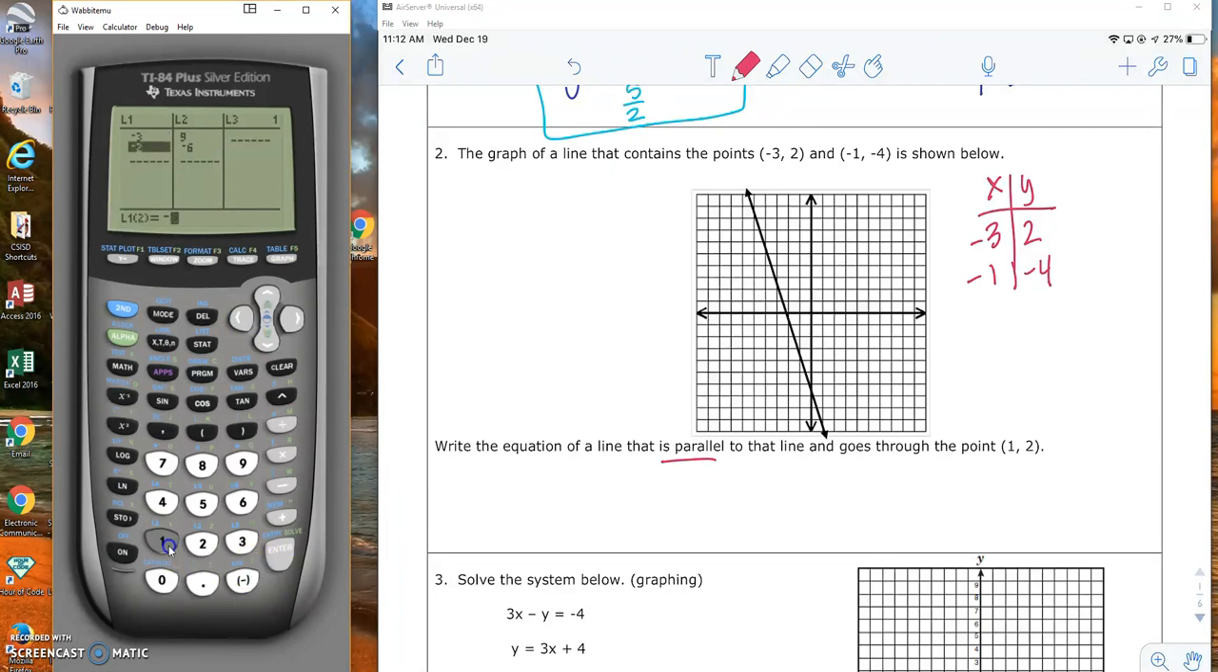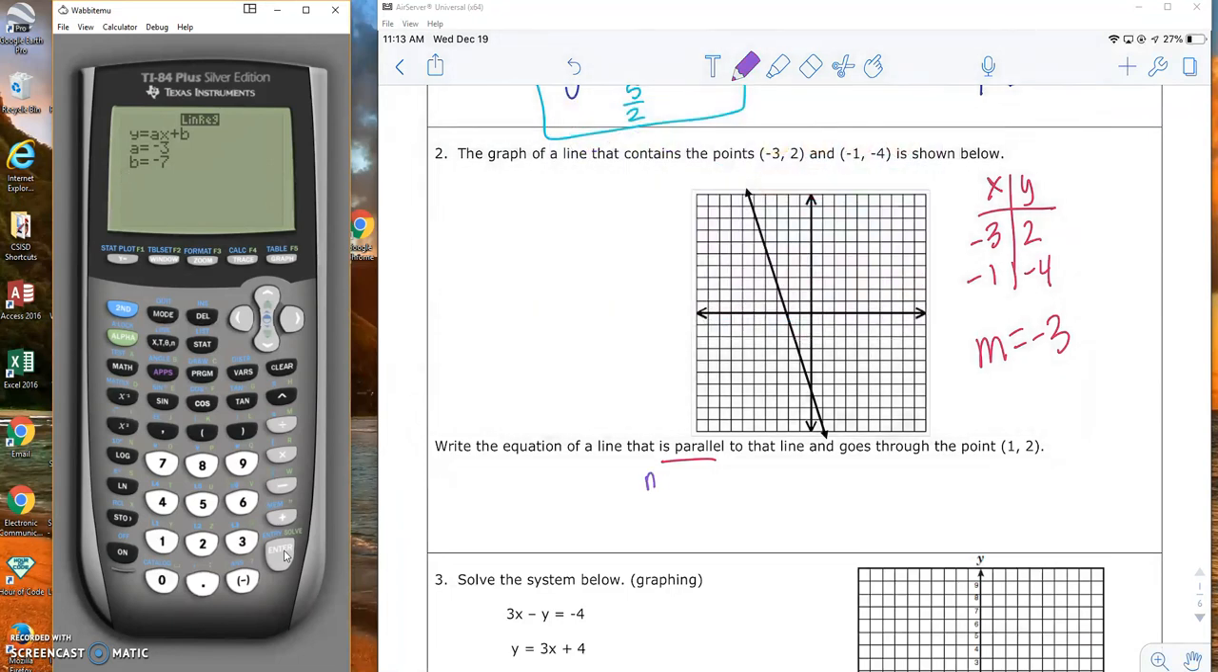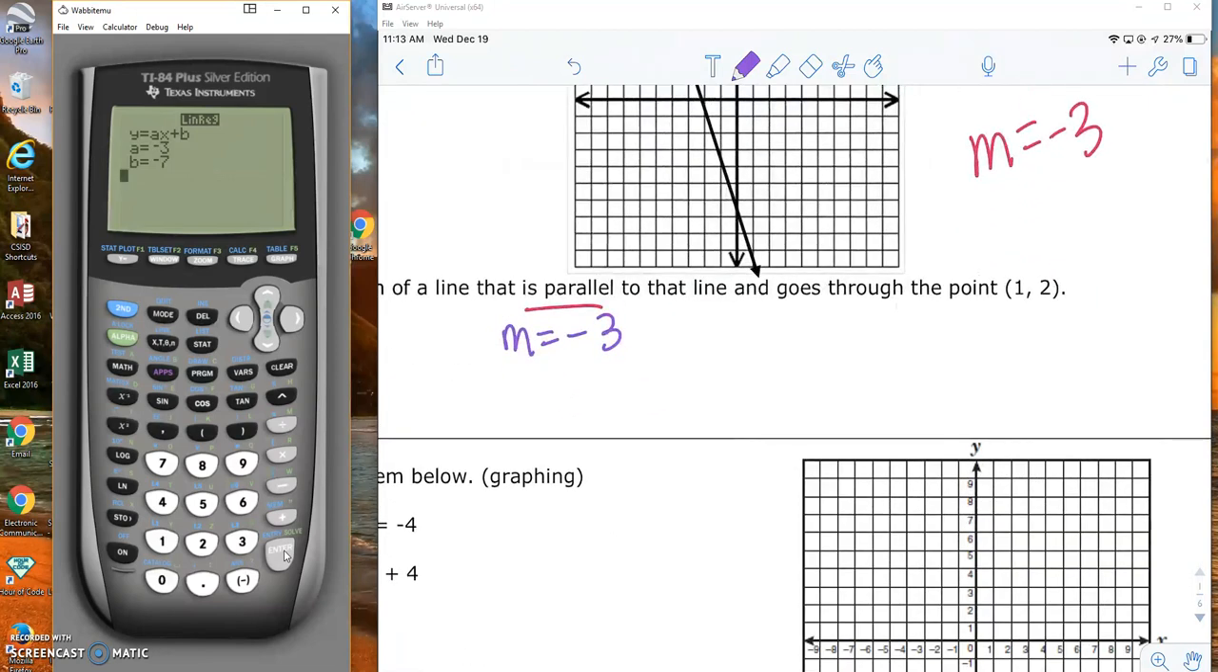So -3, -1, and 2, -4. So stat calc 4, enter, and my slope from stat edit is -3. So a parallel line will have the same slope, -3, and then goes through this point. So this is my x1, y1.